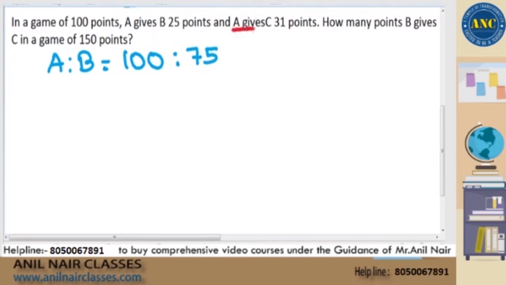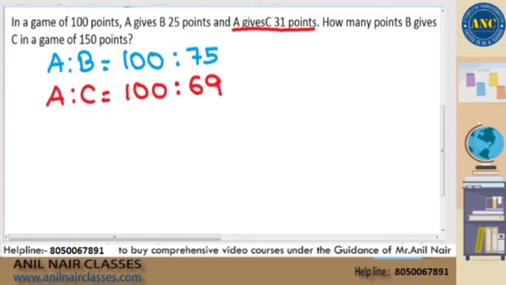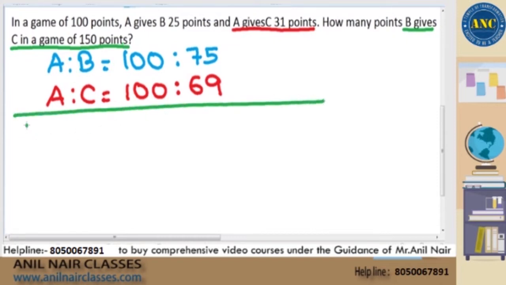And A gives C 31 points. That means if A is playing for 100 points, C is playing for 31 points less than 100. That means C is playing only for 69 points. 100 minus 31 is 69. Your question is, how many points B gives C in a game of 150 points? How many points B is giving C is the question. Now see here. If you observe carefully, A is to B is to C is nothing but A.